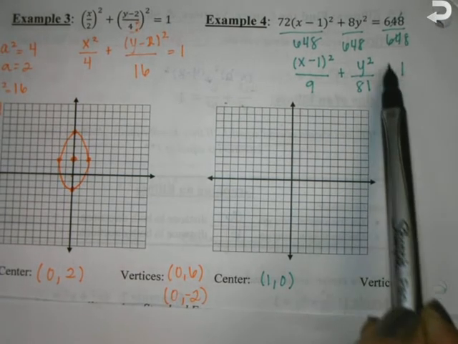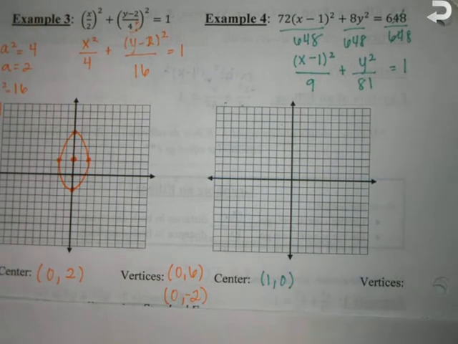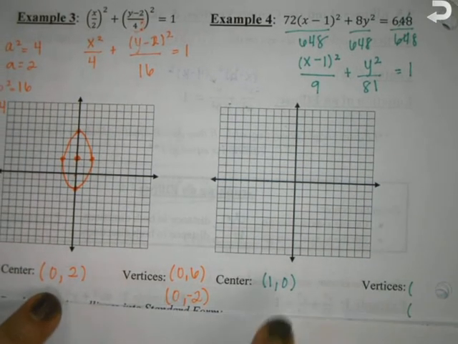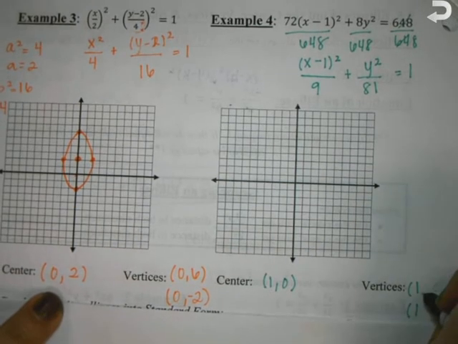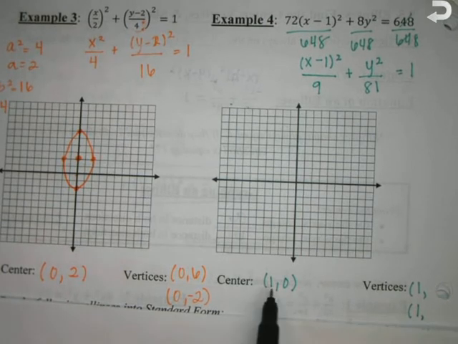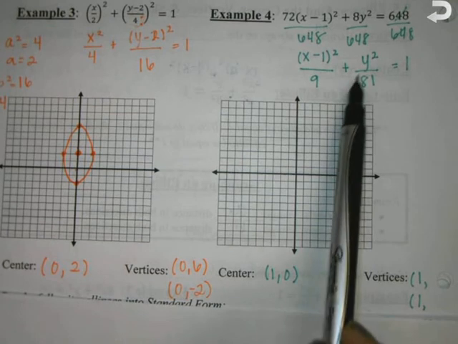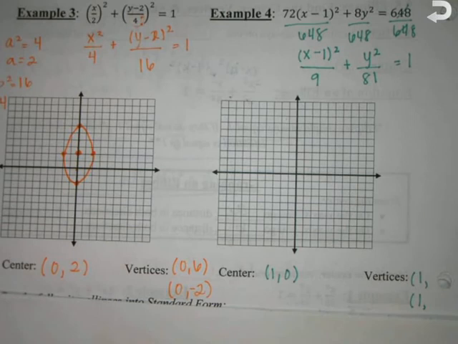No, it's not going to be 0. It's going to be 1. Okay, so because we're not using the x coordinate in our vertices, they're going to be the same as the center. b is going to be what? What's the square root of 81? 9. So 0 plus 9 gives me 9. 0 minus 9? Negative 9. Let's graph it just to be sure, but that's what I predict the vertices are going to be.